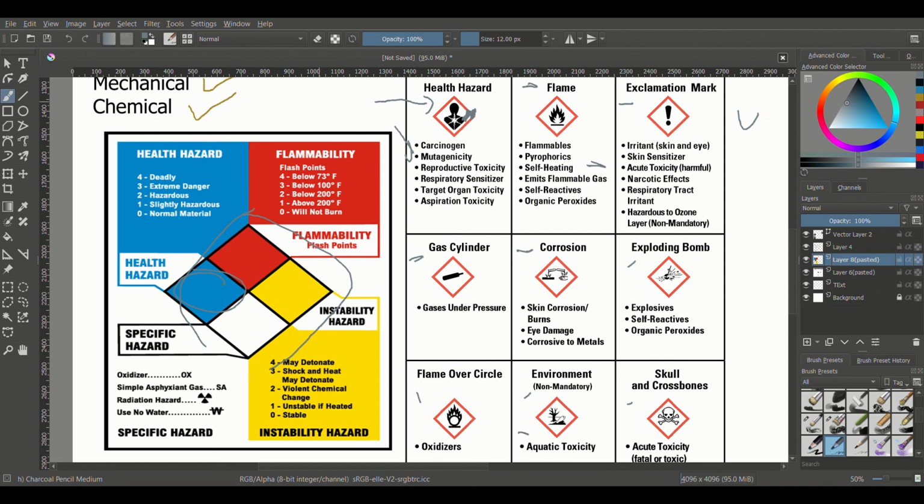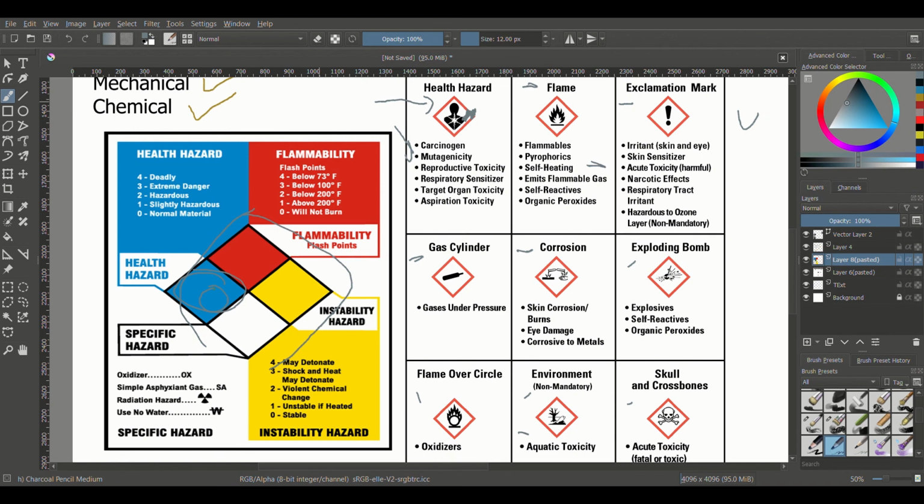Each side of the diamond goes from 0 to 4. 0 means that it's not really affecting you in that way. So if you had a 0 in the health hazard, that means that it is not particularly harmful from a health standpoint. If it's a 4, then it is deadly from a health standpoint.